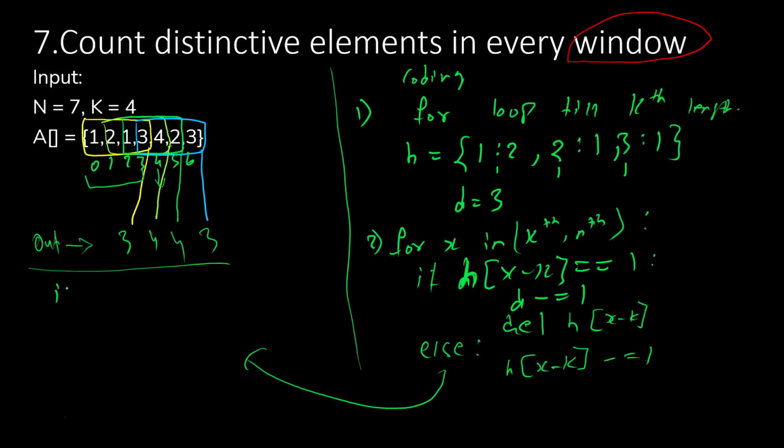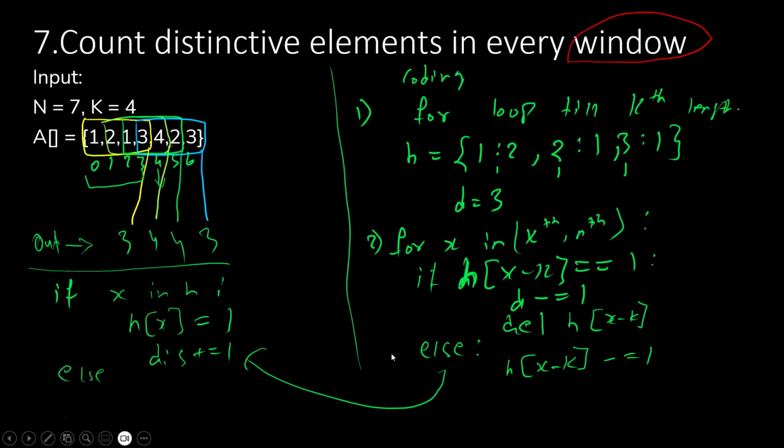Now remember, one more condition is there: whether the current element x is inside the hash map or not. The current element will be 4 here for now. Is it present inside the hash map? No, it is not present. So we just update the hash map: h of x will be equal to 1, and we also update the distinct value, d plus equal to 1, because it is a new element. In the else case, if it is already present, we simply update h of x plus equal to 1.